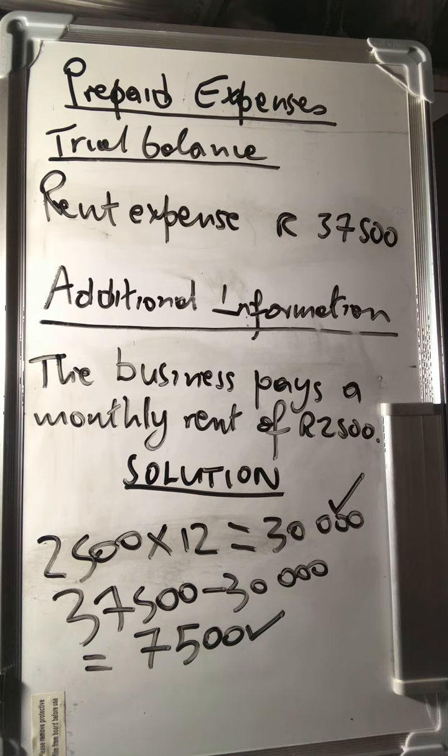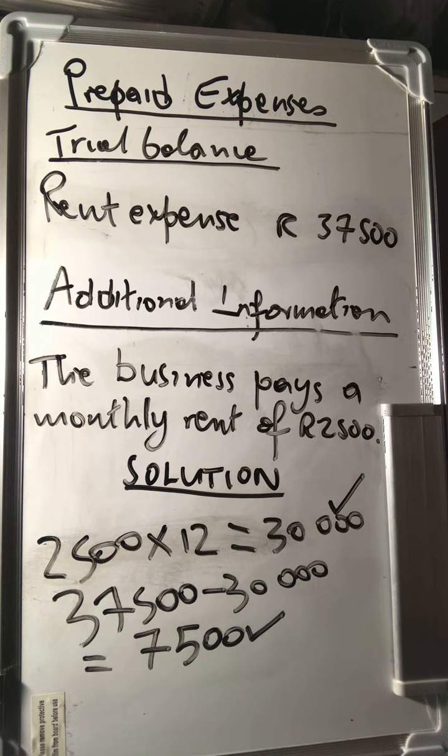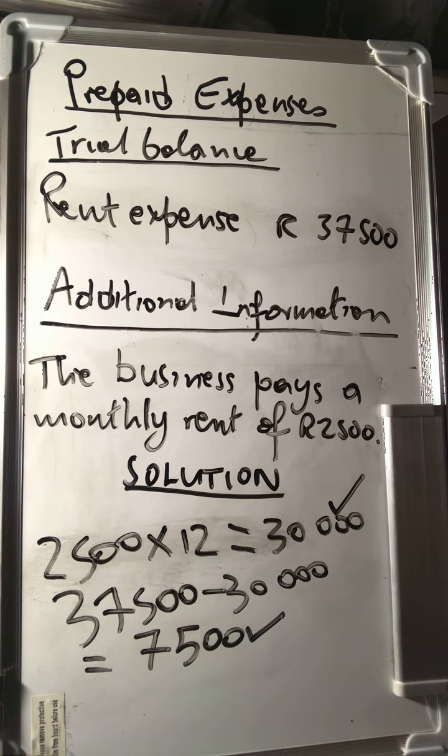Then when you are going to your income statement, you are going to open your brackets on rent expense and say rent expense, open brackets, 37,500 minus 7,500. Then your rent expense for the year is going to be 30,000. If you're required to do the statement of financial position, then you are going to disclose this under your current assets, under the note of your trade and other receivables.